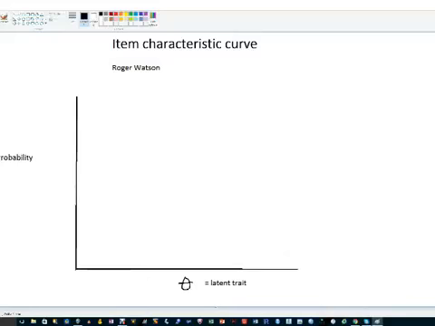On the y-axis we're going to represent probability, and because this is probability, we know that probability can only run between 0 and 1. And this is the probability of obtaining a score on an item with a particular score on a latent trait. Item response theory essentially says that as the score on the latent trait increases, the score on an item will also increase.